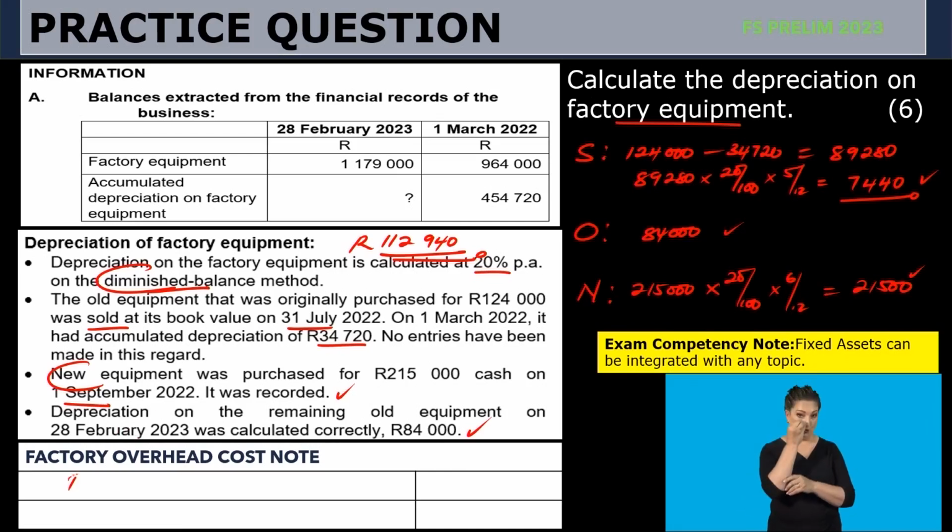And then I'll say depreciation, and the depreciation amount is 112,940. That is how I would do it. Very important to know that your depreciation calculations can be infused in any of the topics that may be available.